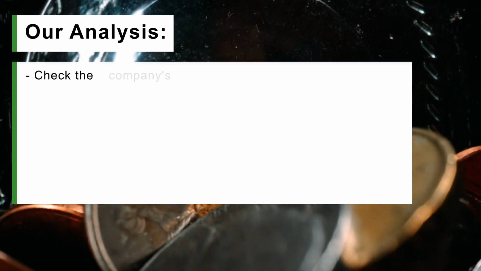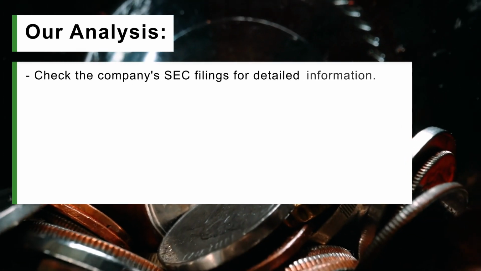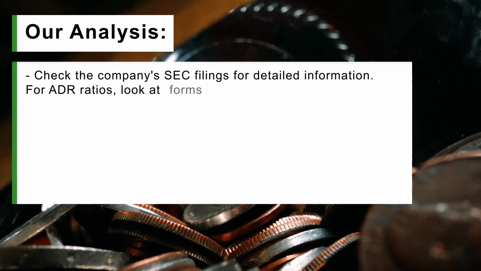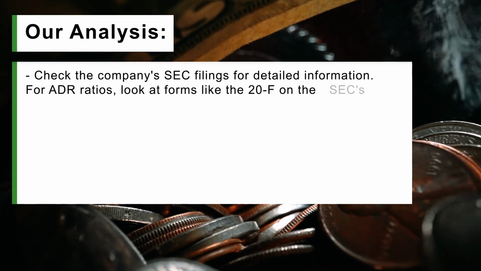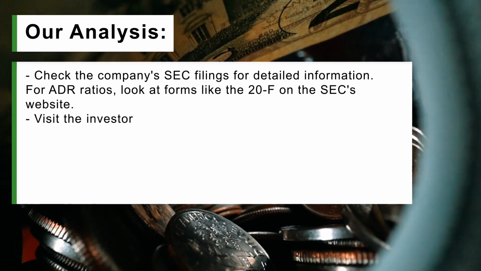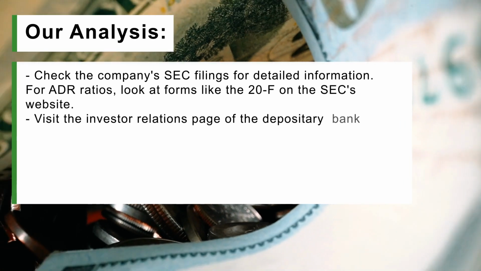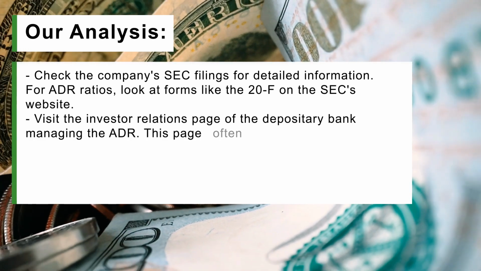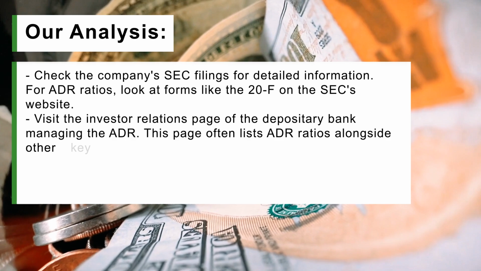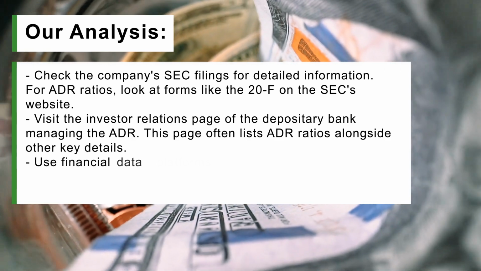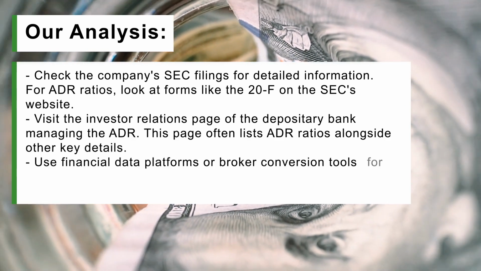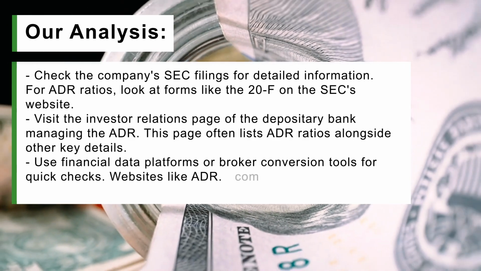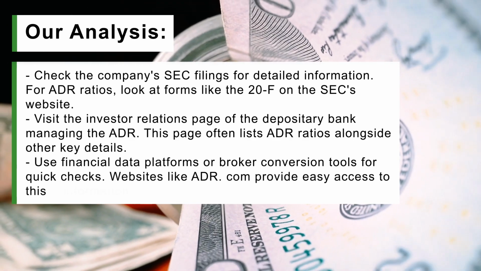Alright, now that we've seen what the community had to say, here's our take on this question. To find detailed information about BYDDY, start by checking the SEC's EDGAR database for official filings. Next, visit financial websites like ADR.com that specialize in ADR details. Lastly, use brokerage platforms that provide comprehensive stock information. These resources often have sections dedicated to international stocks and their ADR ratios.